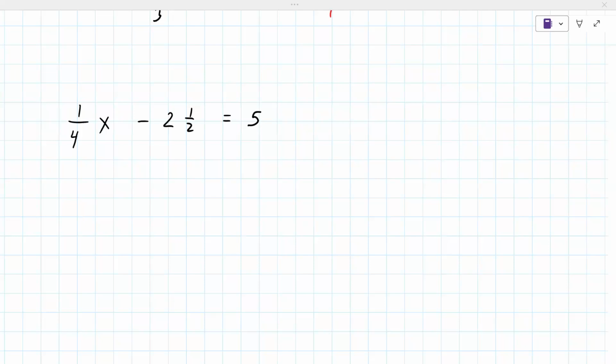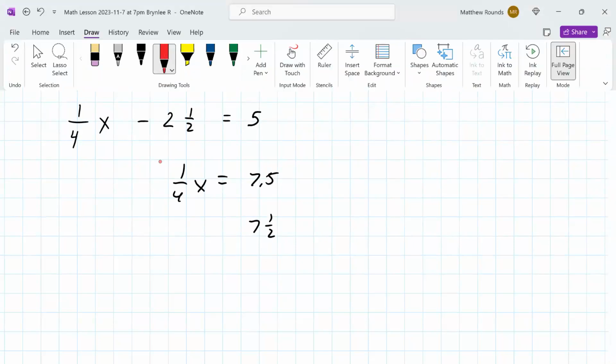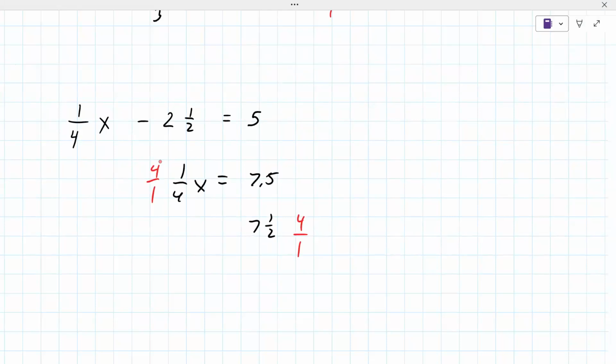Seven and 1/2. So 1/4 x equals 7.5 or 7 1/2. How do you deal with a fraction in front? Do you remember how to undo that? It's the reciprocal. Yeah. So you have to multiply both sides by 4/1. It might have been better to leave it as 15 over 2 times 4/1.